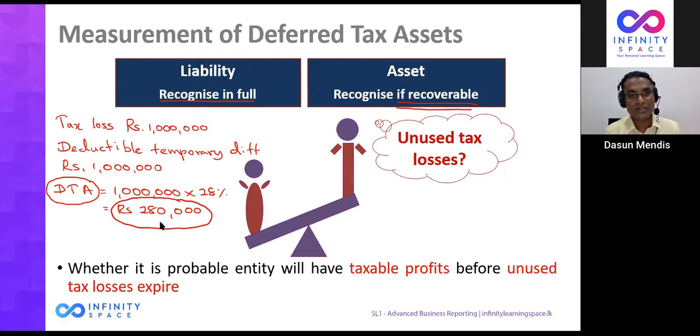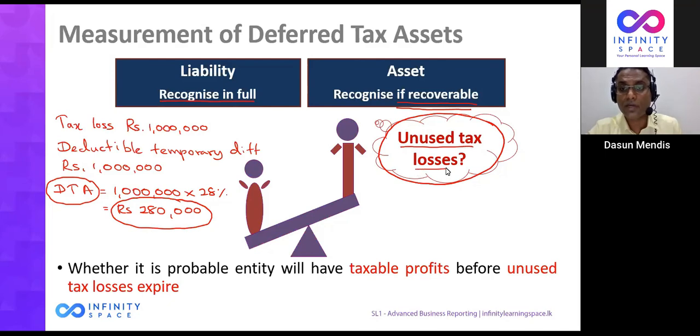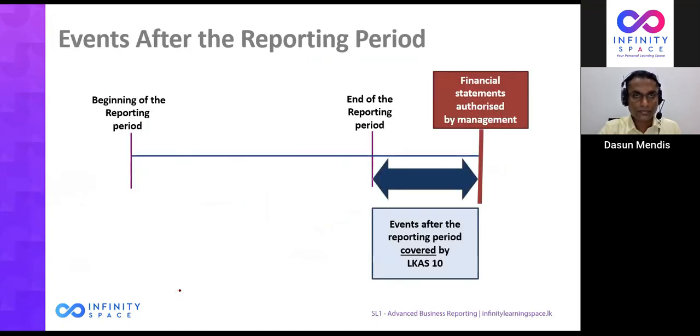Write off. Okay, so the entities who have unused tax losses, and on top of that recognize the deferred tax asset, have to reassess and see whether these unused tax losses can be recoverable with the future tax profits in the current year and the following 5 years. Here it's clearly mentioned whether it is probable it will have taxable profits before the unused tax losses expire. We need to look at that.